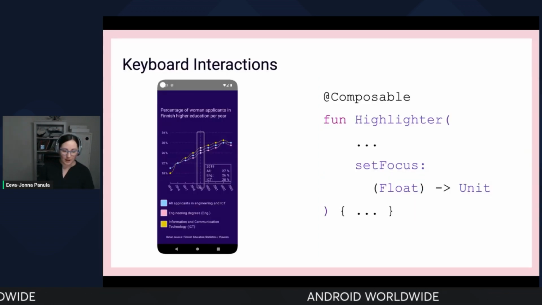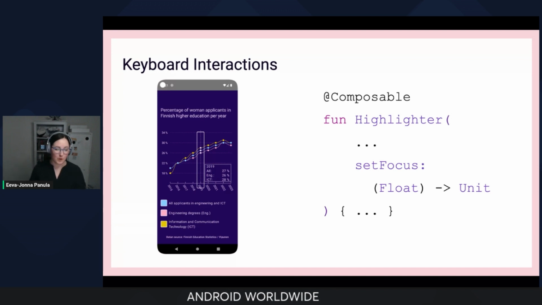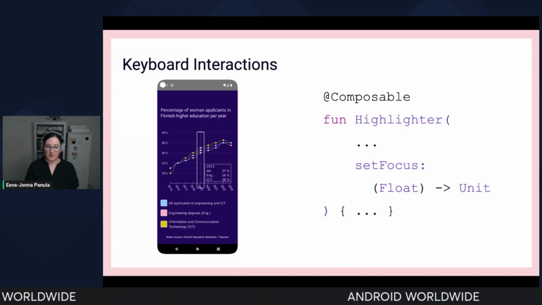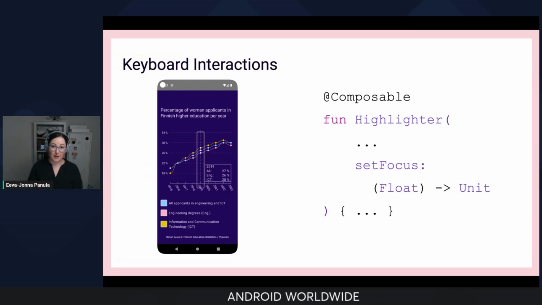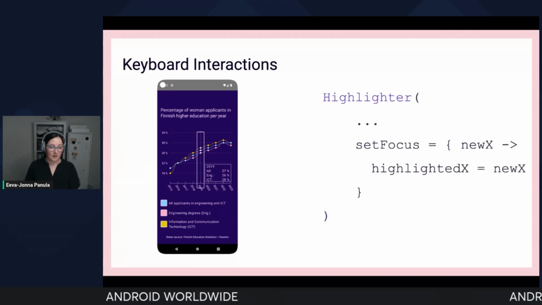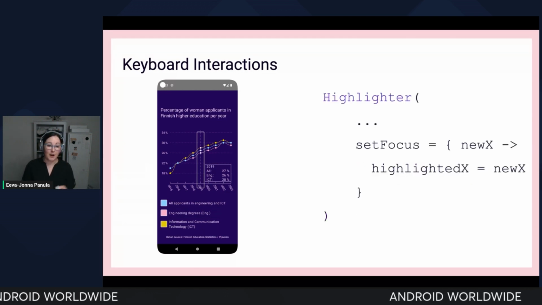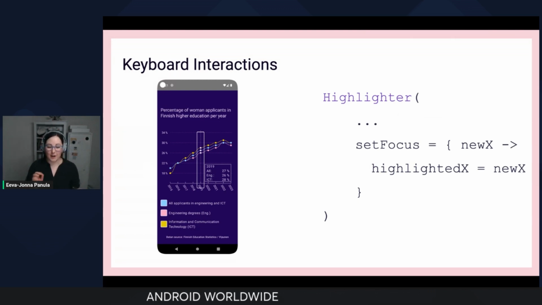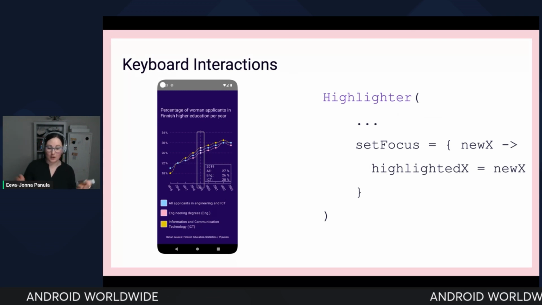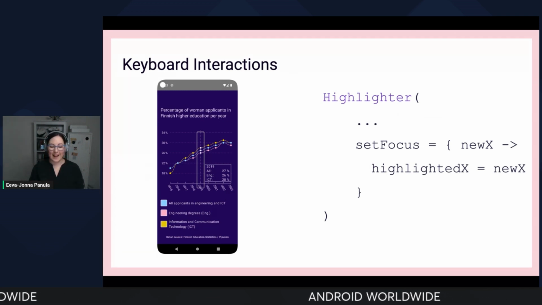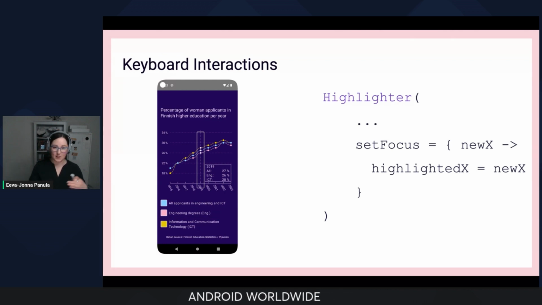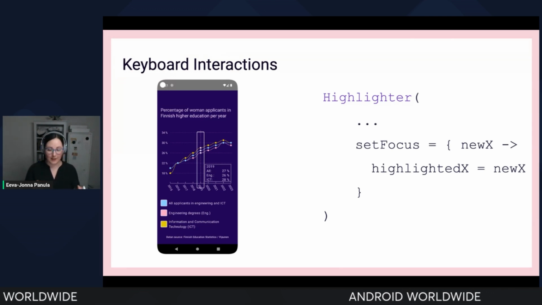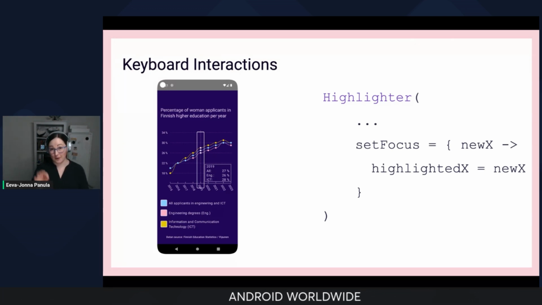So let's start by adding a new function to the highlighter component. It's called set focus. It takes in a float and returns a unit. Where we are defining the highlighter component, we define a function that takes in that float, let's call it new x, and then we set the highlighted x to be new x. This highlighted x was something that was handled outside of the scope of highlighter, and we are just using it. So we are setting the highlighted x to be that new x.